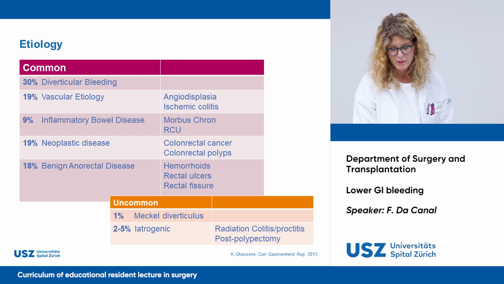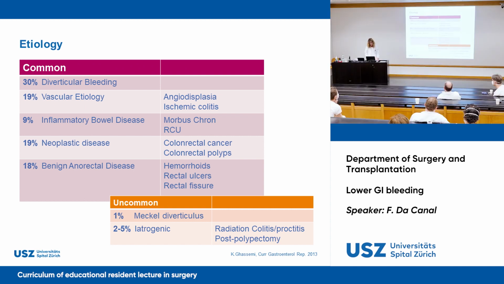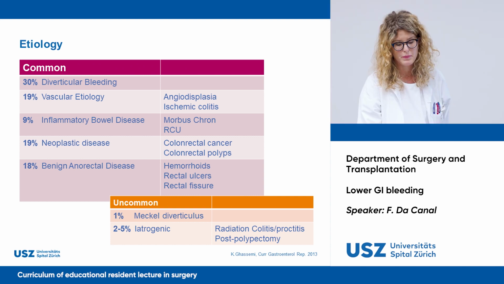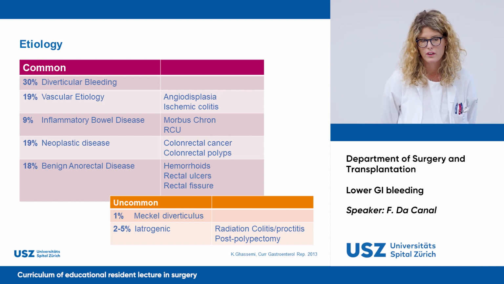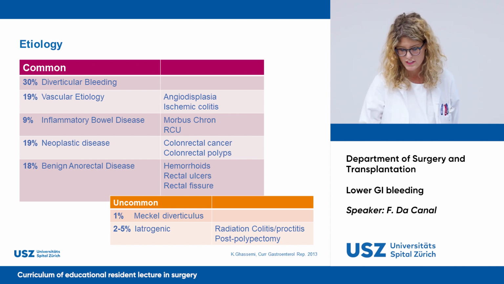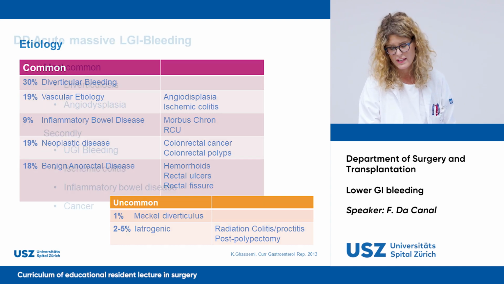In about 9% of the cases, bleeding comes because of inflammatory bowel disease. Bleeding can come even because of a neoplastic disease or because of benign anorectal disease. Uncommon, but still important to mention, are the iatrogenic causes of lower gastrointestinal bleeding, such as post-polypectomy or radiation colitis or proctitis after, for example, prostate cancer.